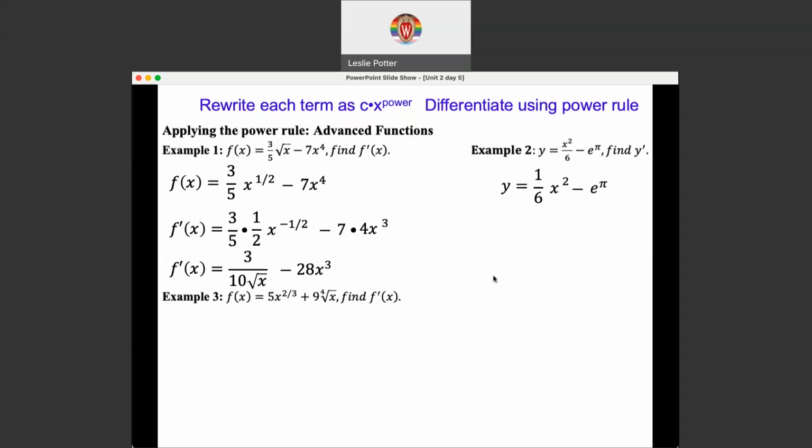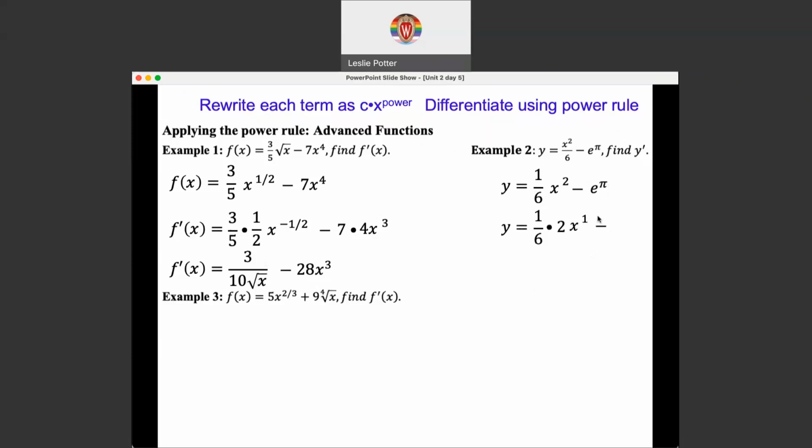Okay, now we can differentiate. Now everything's written as x to a power. Okay, and we can use the power rule. So let's bring down the 2. Let's reduce that power, x to the 1. We don't need the 1, but I'm going to put it in there. Now let's go to the next term.